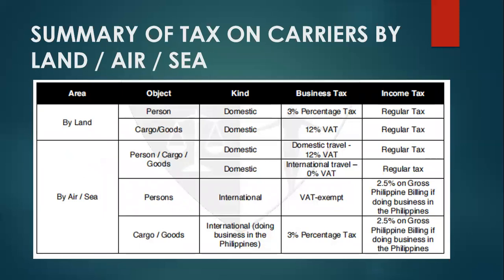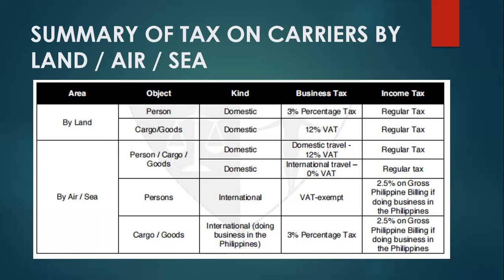So here is the summary of tax on carriers. Okay, so if by land, either what is carried is a person or goods or cargo. So if person, domestic, by land, that is subject to 3% percentage tax. Like jeepneys and buses, they carry persons. But by land also, domestic, but cargo, like delivery vans, okay, because it is cargo that is delivered, not passengers. So only person, by land, domestic is subject to 3%. If cargo, that is subject to 12%.